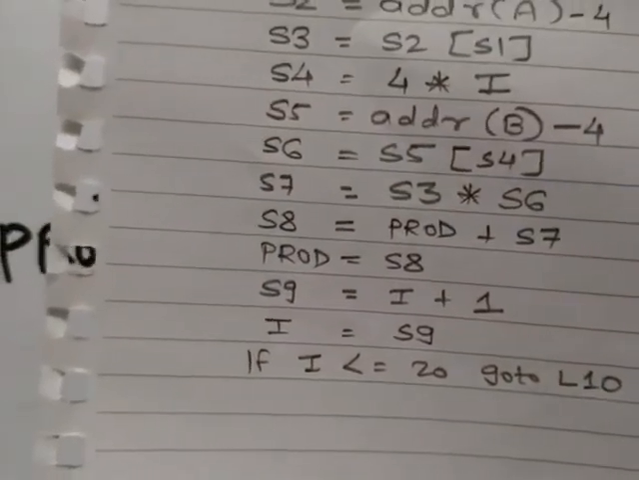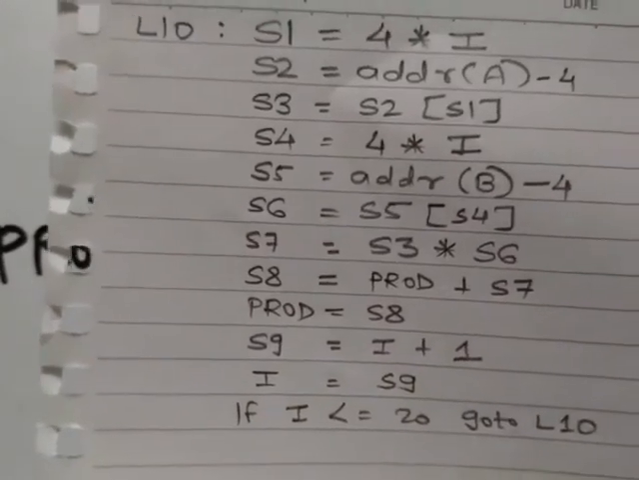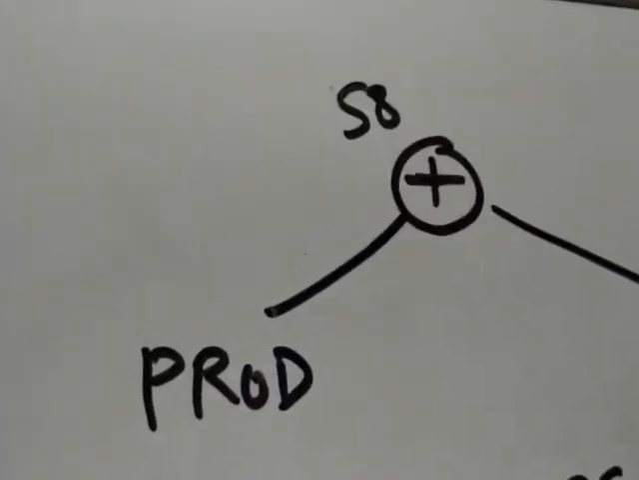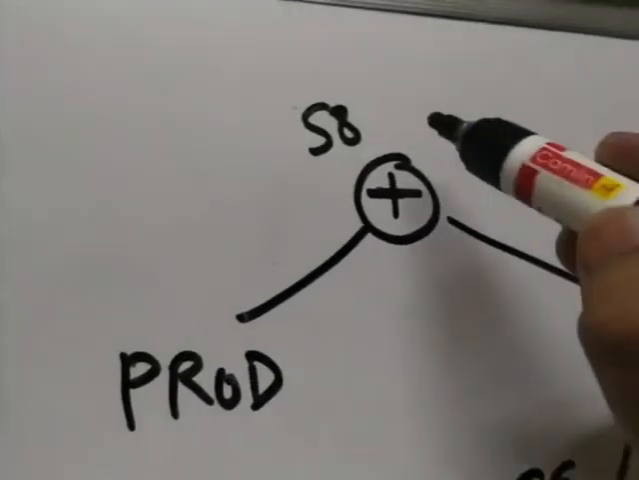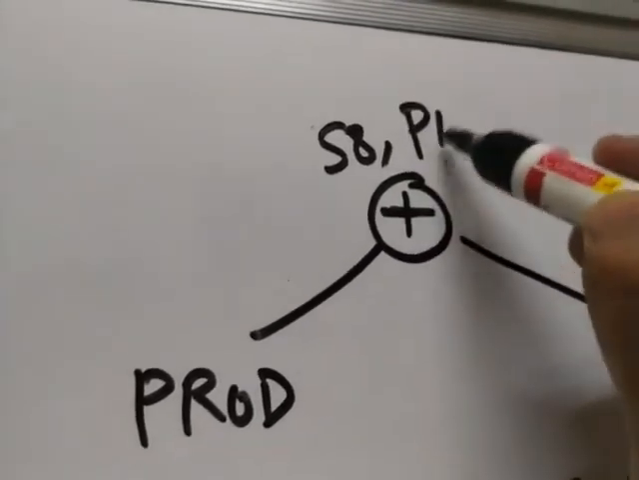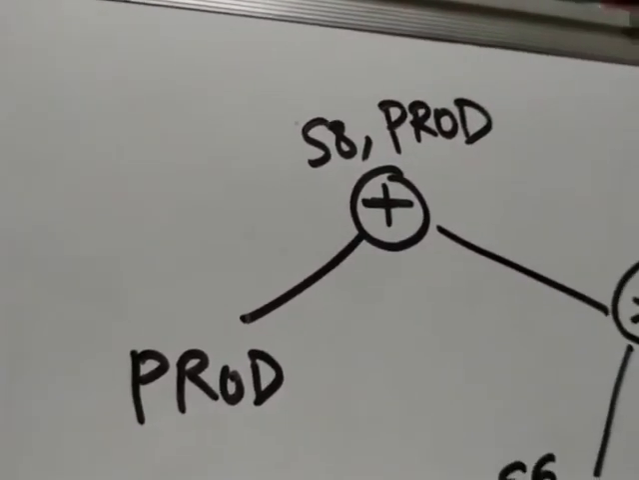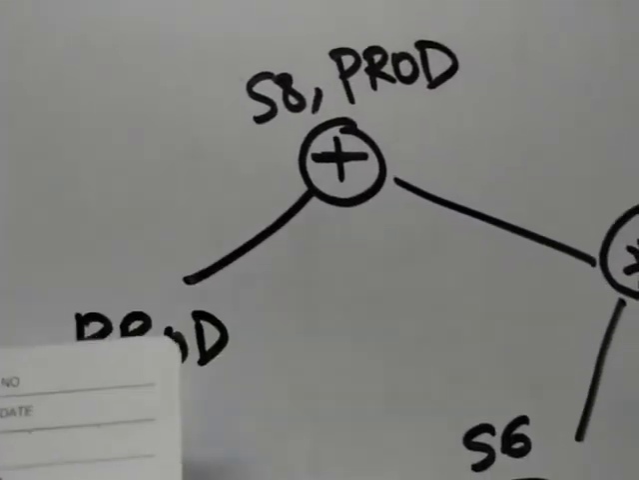Now this asset is again assigned to prod. So here we will not be creating a new node. Instead, asset is assigned to prod, so it will be called prod. Again, redundancy has occurred. So during the code optimization, we will remove this redundancy.